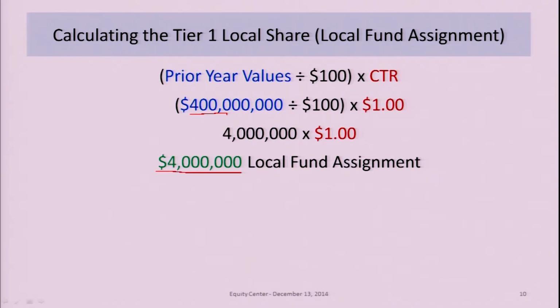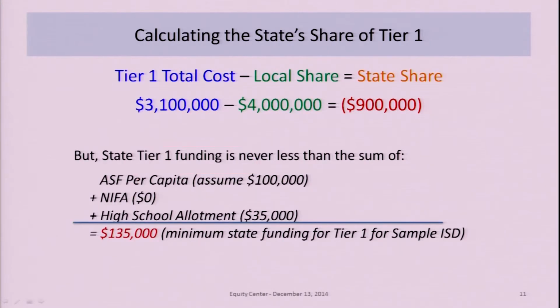And in this case, your local fund assignment will now be $4 million because, at your compressed tax rate, based on your prior year values, that would be what you're expected to bring in, regardless of what your current year collections might be. So, whenever you take your total cost of Tier 1 and you subtract your local share, your local fund assignment, then you get a negative number.